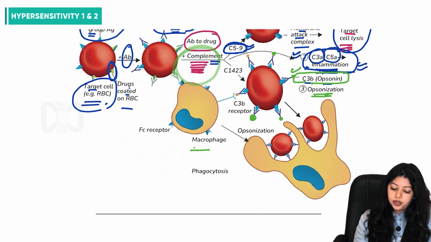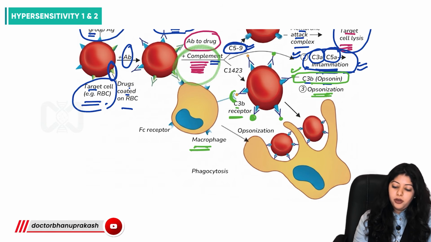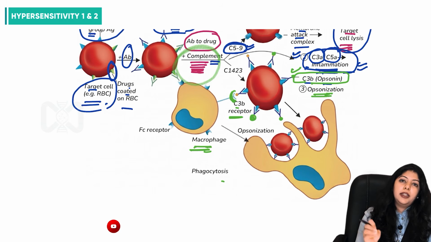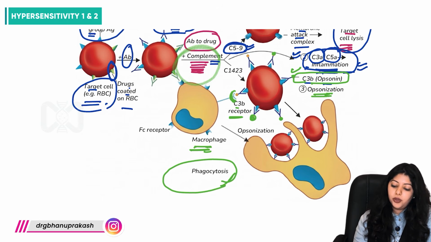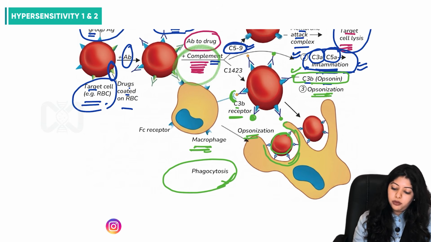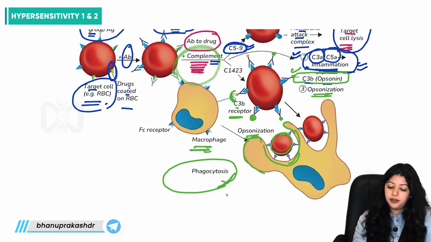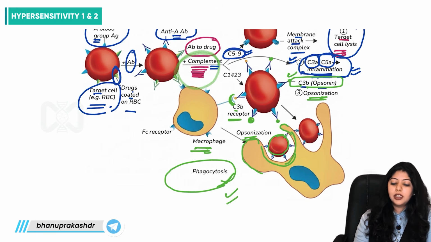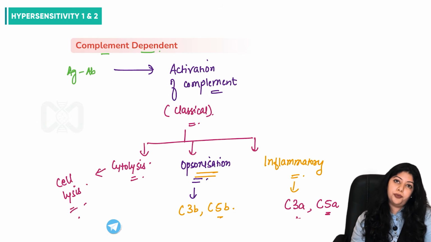Now the macrophages have the receptors for these opsonins, the C3b receptor. So the opsonin is getting attached to the receptor, which is further leading to the final step, that is the phagocytosis. And this is how opsonization is occurring. These get coated, right? We have the macrophage, we have the opsonins, which are making these antigens tasty, and finally the phagocytosis is occurring. So this is the mechanism of complement dependent hypersensitivity type, right?